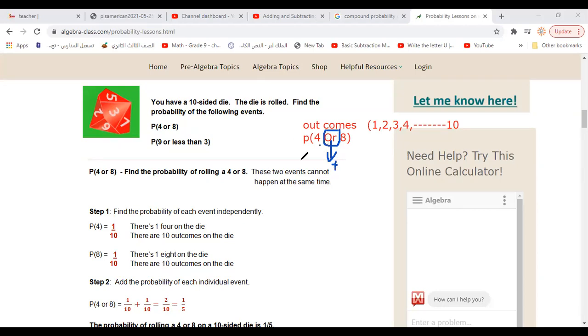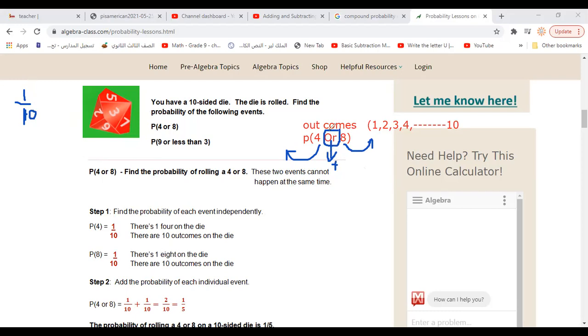So we are looking for the probability of 4 and the probability of 8. So in this question now with a 10-sided die, how many times can you find 4 when you roll the die? 1 over 10. So the probability of 4 will be 1 over 10. And what is the probability of 8? How many times can you find 8? 1 over 10. Yes.